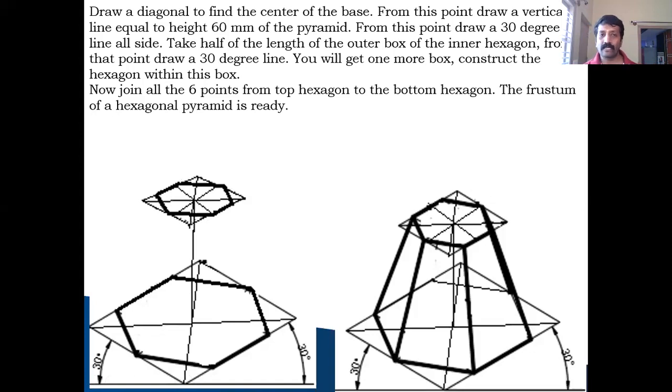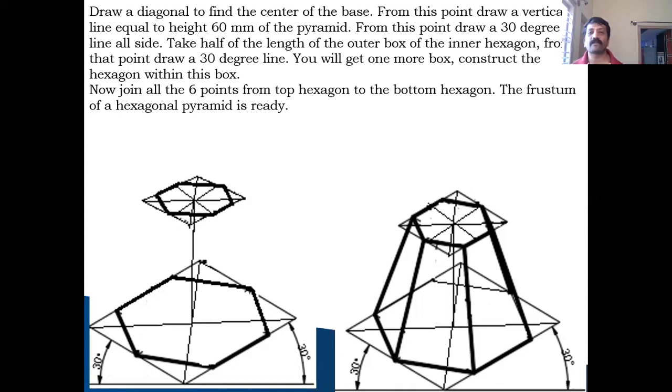So after getting this, the face of your frustum of a hexagonal pyramid, you draw a line which connects all the corresponding corners of the base to the top face. So you join from here to here, all the corresponding points, this corner to here, and this corner to here. Like this, all the corners are joined. So this completes the isometric portion of the frustum of a hexagonal pyramid. Once you complete this, almost 90% of the work is over.